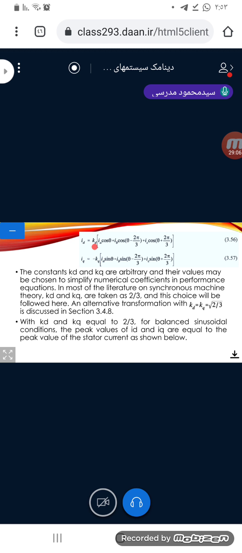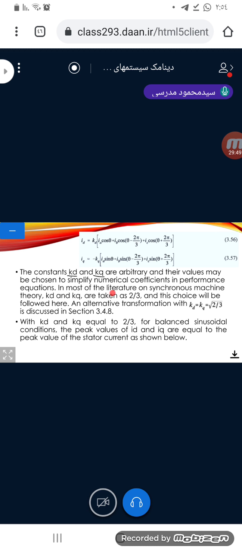ID is equal to KD, and with another parenthesis, IQ is equal to minus KQ bracket another sentence. The constants KD and KQ are arbitrary, and their values may be chosen to simplify numerical coefficients in performance equations.